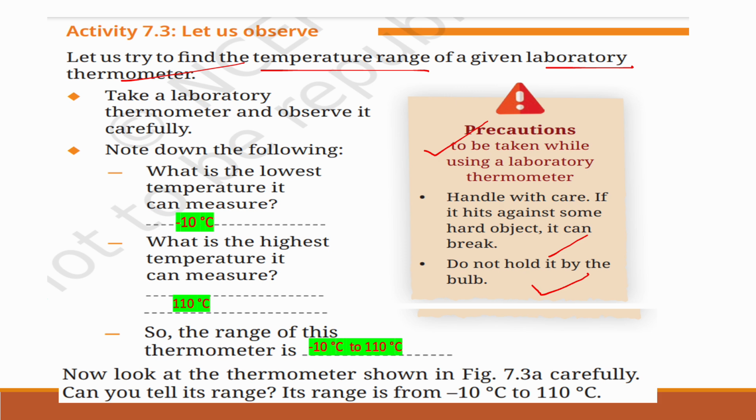Now, look at the thermometer shown in figure 7.3a carefully. Can you tell its range? Its range is from minus 10 degrees Celsius to 110 degrees Celsius.